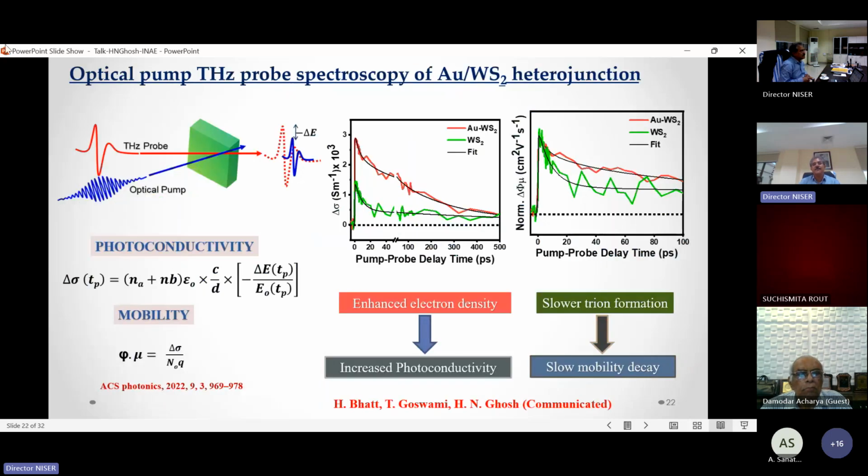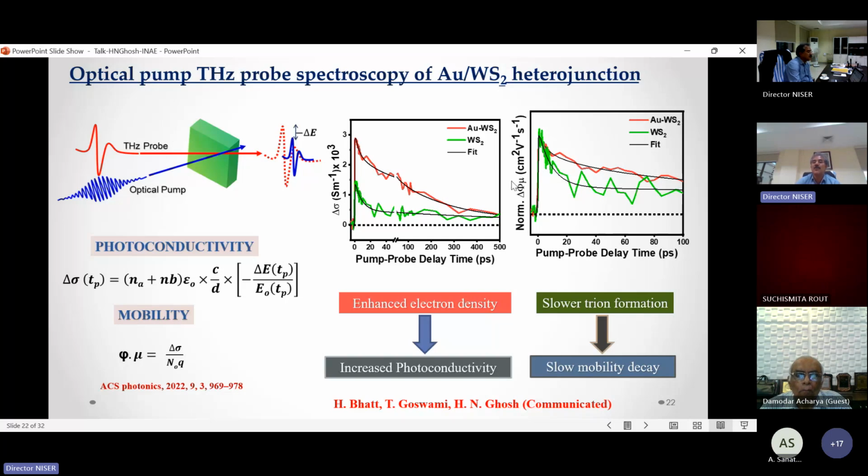Now the question is, we are talking about the trion, exciton, and free carriers. As you are told, trion is a three-body system. So we expect two things. The mobility of the quasi-particle will be relatively much slower. So we made the photoconductivity measurement, and there we found that in photoconductivity, because some extra electrons are coming from the gold system, you can see it is much higher, the red curve compared to the green curve.